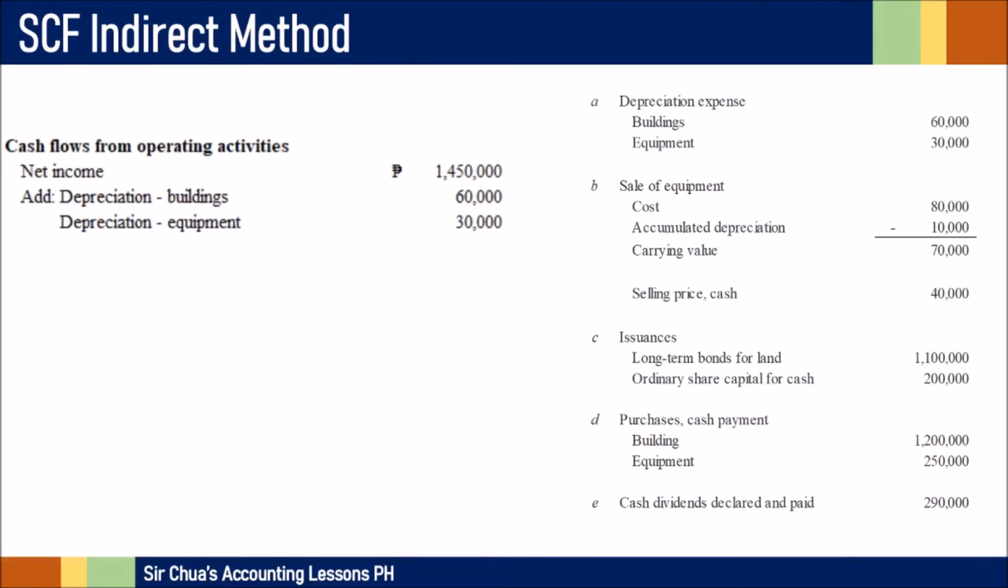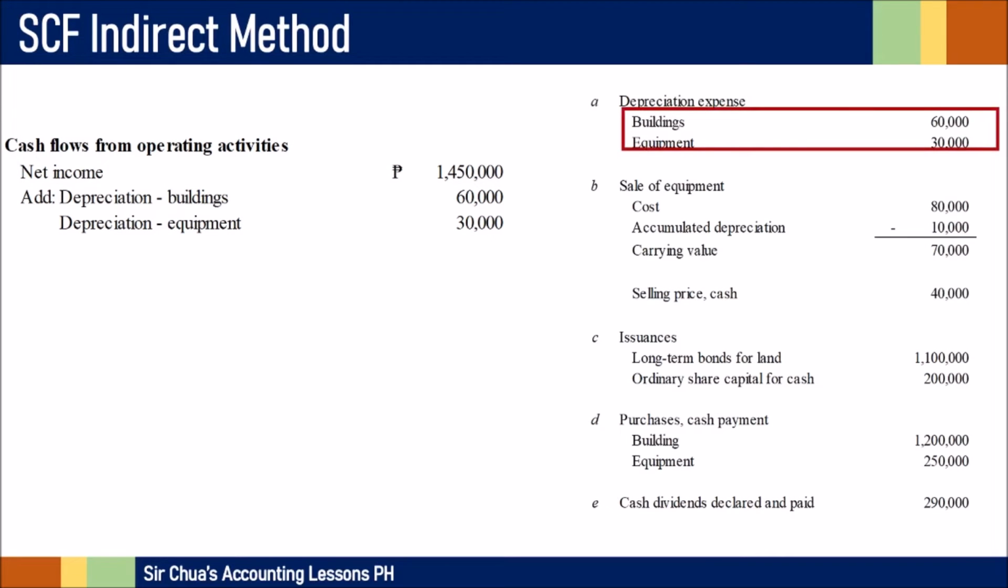So the first one is, if you will be looking into the other information, we have depreciation of your buildings and equipment, which is 60 and 30,000. So you add that back to your net income because that is a non-cash expense. Now the total depreciation expense, which is 90,000, you can see in the income statement reported there as depreciation expense of 90,000.